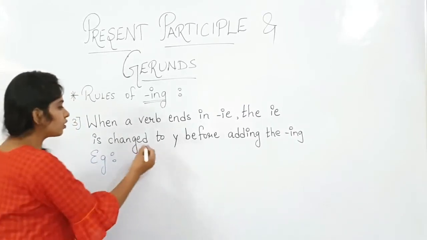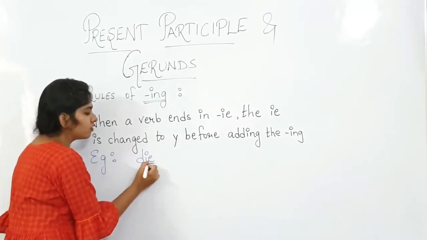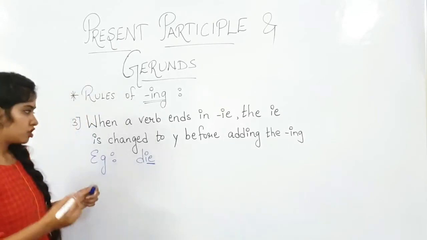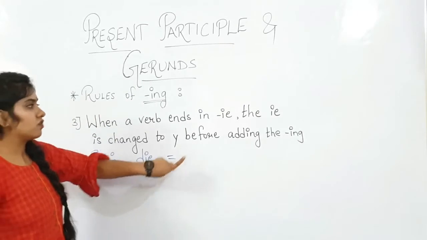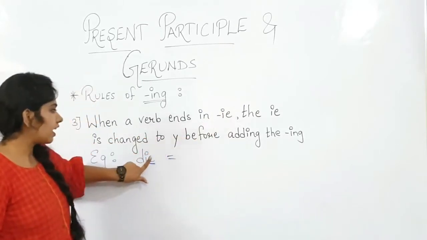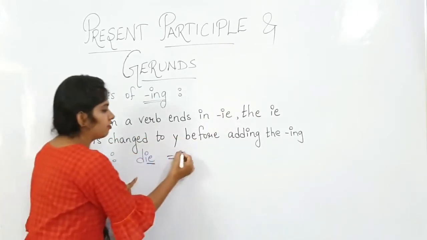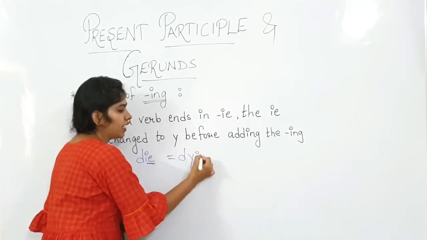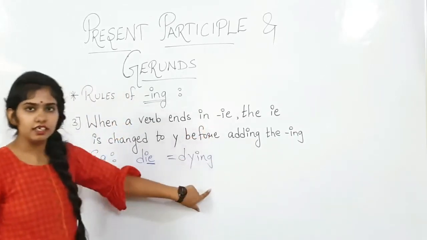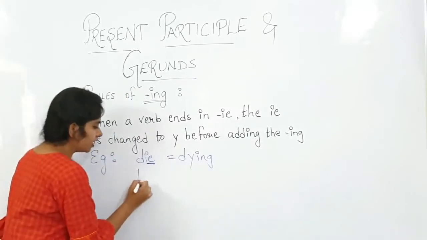Right? Over here you can see that the word is ending with ie. So what we will do over here, as I said, is cut ie and instead of ie we will write y, and after that we will add i and g: dying. Another example, lie.